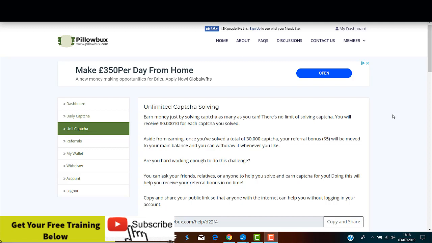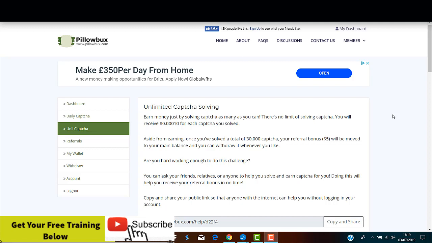What else? Aside from earning, once you've solved a total of 30,000 captchas, your referral bonus of $5 will be moved to your main balance, and you can withdraw it whenever you like. Oh my god. I don't really know if this is a joke, but this company is asking too much and giving away too little. So I don't really know, guys.